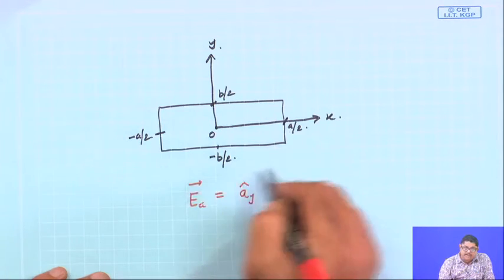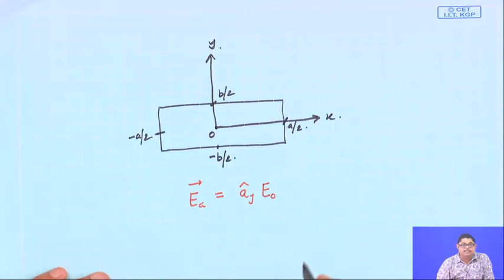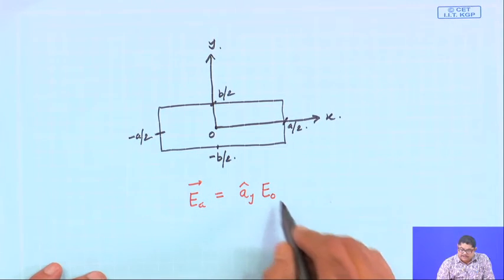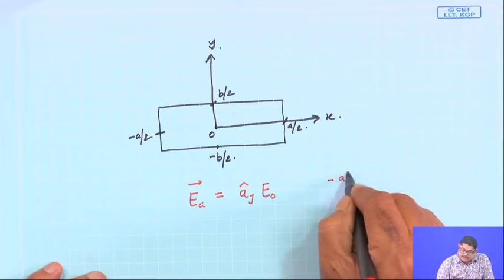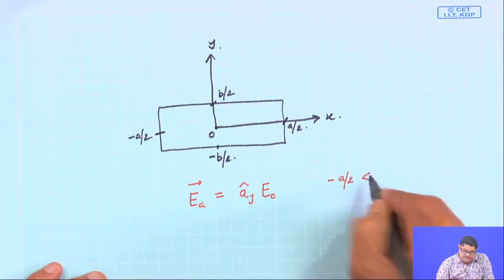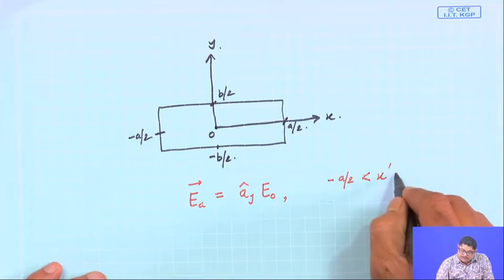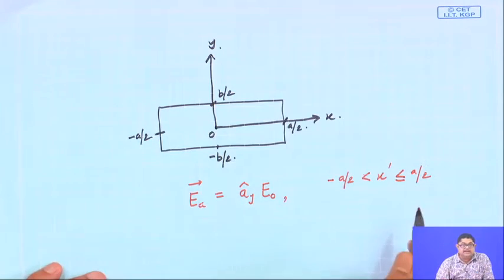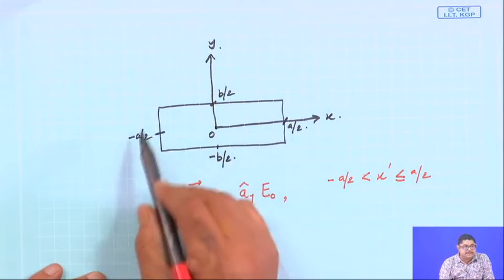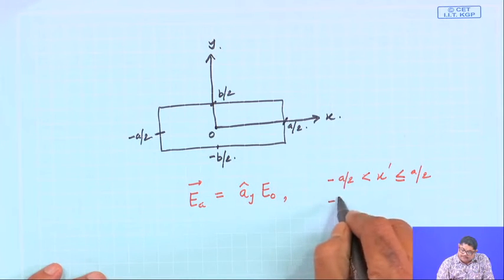So, we assume that the aperture field is uniform and obviously here it will be y directed. It is uniform, so there is no x y variation. So, E naught is a constant. I can say that this is valid for minus a by 2 less than x dashed. Again I am writing x dash, though I have shown the axes as x y, but since this is my source, I am using prime coordinates.